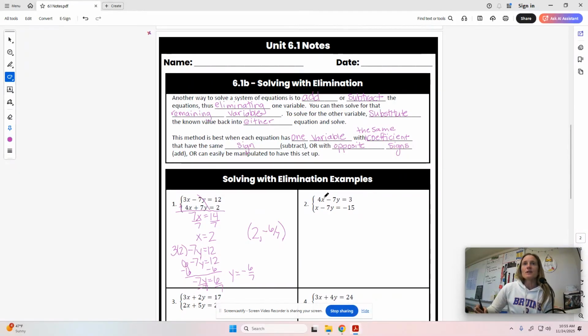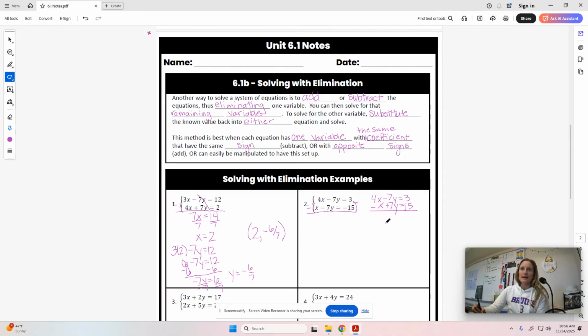In the next example, my coefficients on my x are completely different. But on my y, it's exactly the same thing. It's negative 7y and negative 7y. So if I added them together, I'd have negative 14y. But if I subtract, my y's will cancel out. Now, when you subtract, you have to be careful because I'm subtracting this entire thing. So I probably want to rewrite my equations. Nothing is going to change in the first equation. But now this is minus x, minus a negative becomes plus, and then minus another negative also becomes positive.